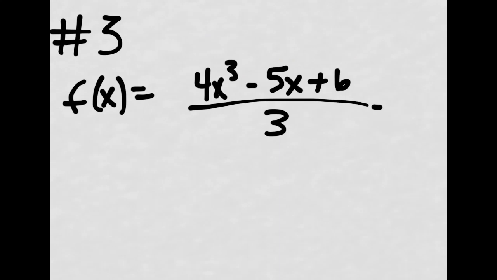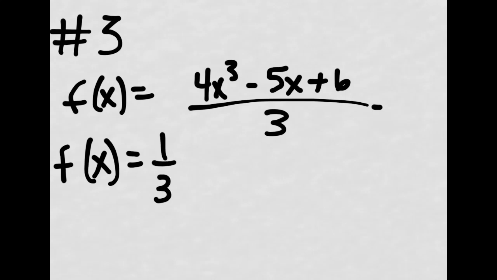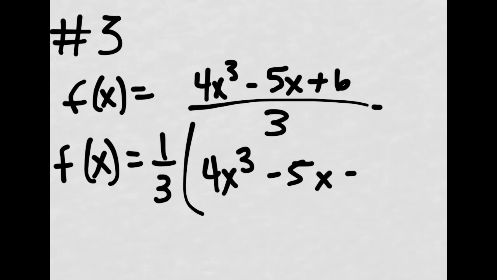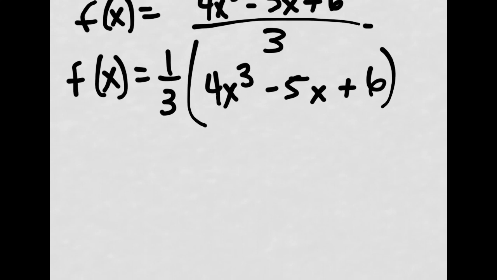You need to just take the derivative of the top. The 1/3 works as like a constant. Remember, so I can just pull it out and just take the derivative of 4x to the third minus 5x plus 6. So, 1/3. Where's the 1/3? Because there's a 3 on the bottom.